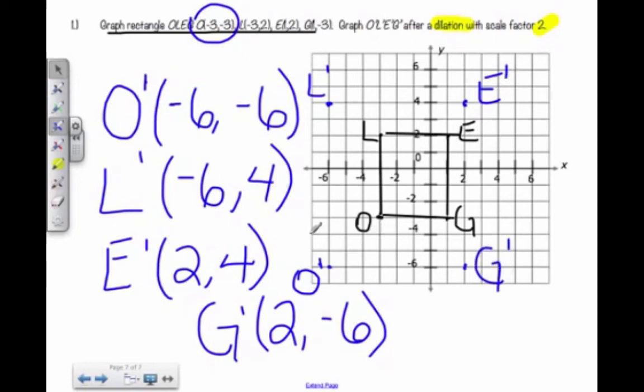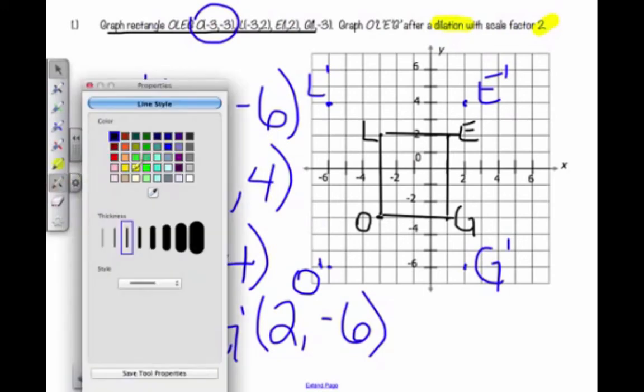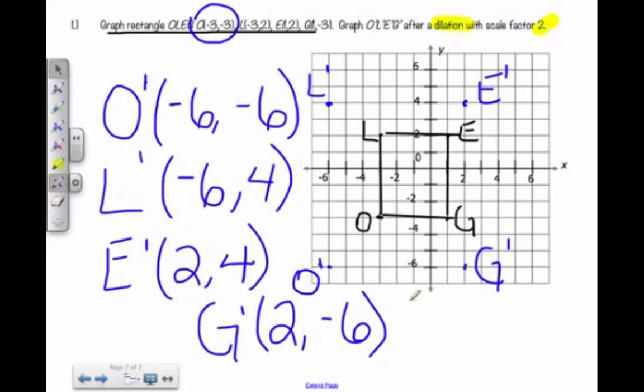All right, now all I have to do is connect my points, and I will end up getting my new rectangle, which should be twice as big because the scale factor was 2.